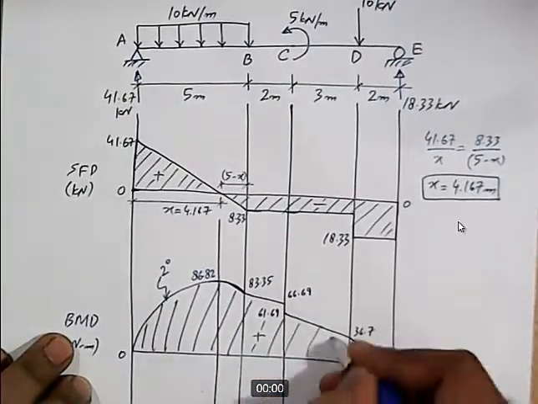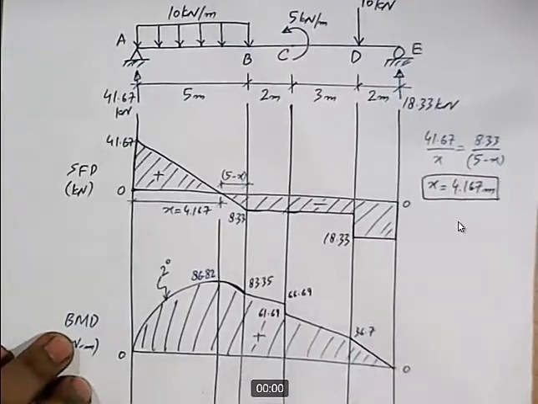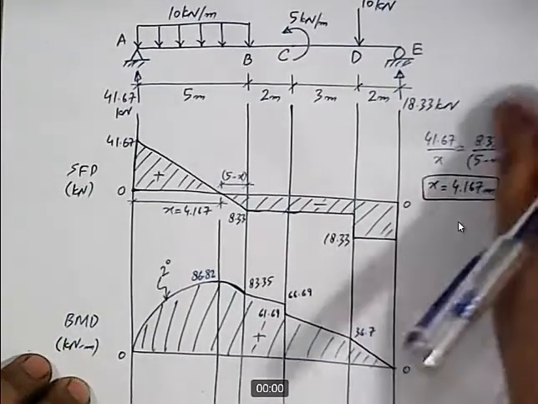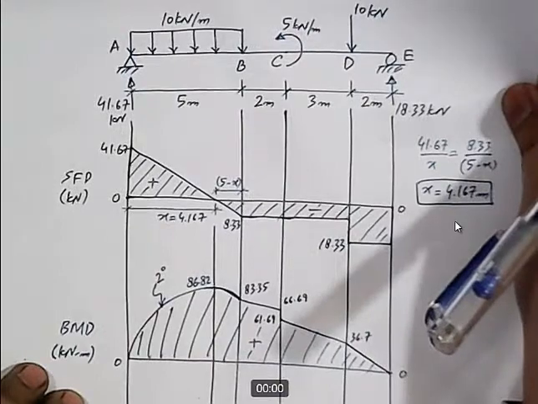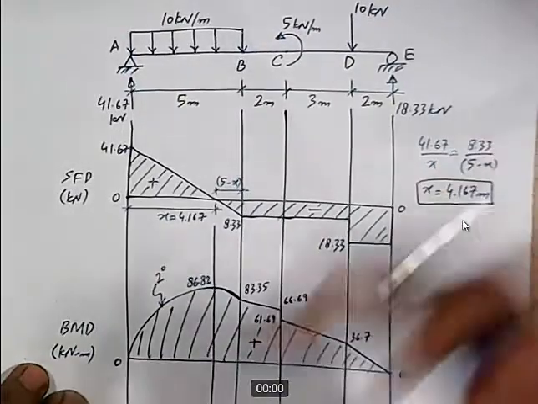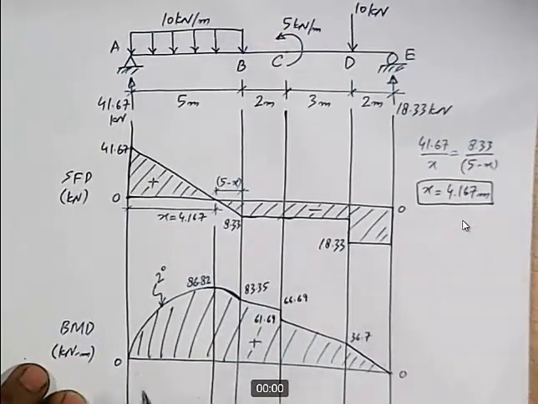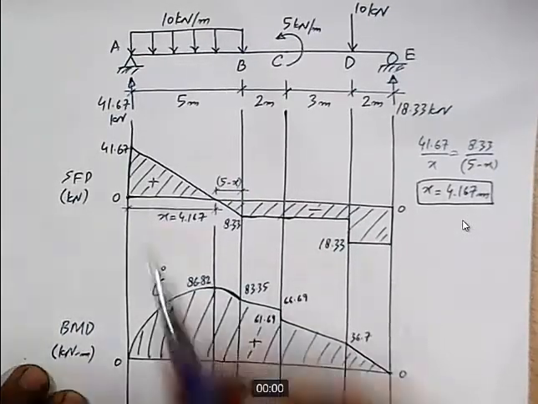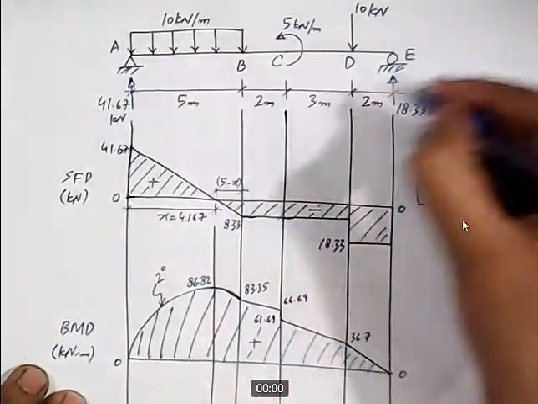So this completes the solution of this problem. We have drawn its shear force diagram and bending moment diagram. I haven't drawn the elastic curve, but we know that the entire bending moment diagram is positive. So the elastic curve will simply be a sagging curve.